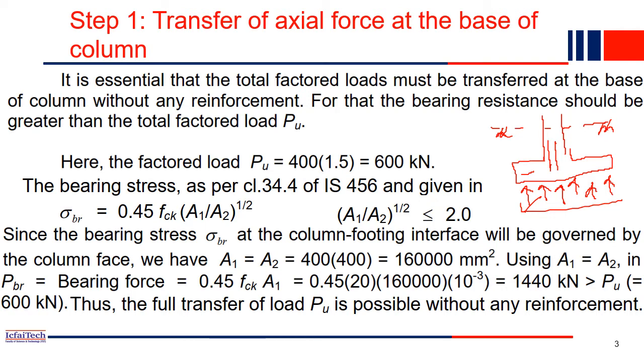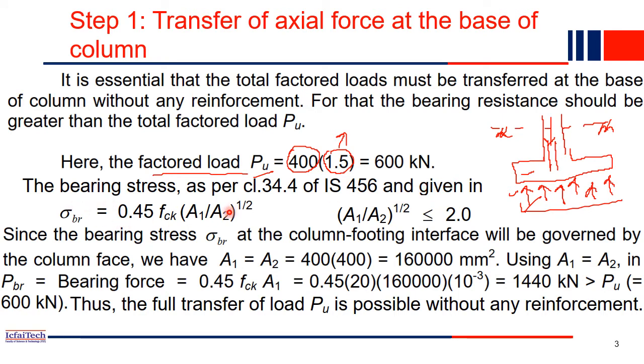So first let's find out what the stresses coming into the foundation are. The axial load coming into the column is given to us in the question, which is 400 kilonewton. This multiplied by 1.5, the load factor, gives the factored load PU, which is 400 into 1.5, which is 600 kilonewton. So now our factored load is 600 kilonewton.